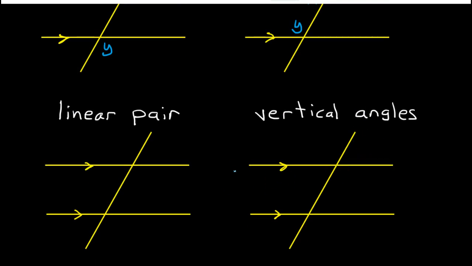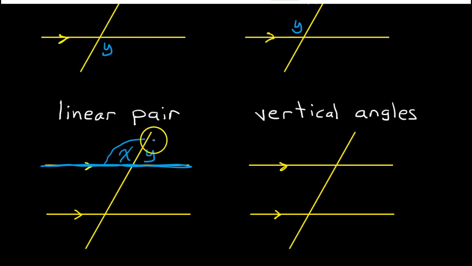Okay, now what's a linear pair? A linear pair doesn't really have anything to do with parallel lines being cut by a transversal. All you need is a pair of intersecting lines to have a linear pair. So a linear pair is two angles that make up a straight line. So say if I have my x here and my y here. Do you see how together they make a straight line? That's why they call them a linear pair.